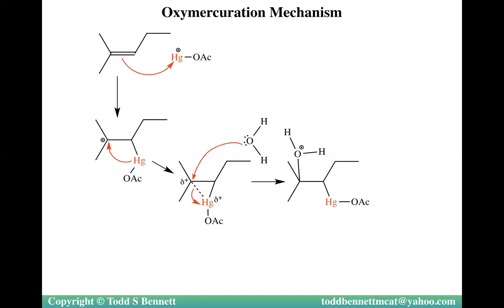So the water goes on here, mercury is here. You can simply deprotonate. So when it gets deprotonated, it turns into the alcohol. So this is the first step. I put an OH on the more substituted carbon. I have a mercury acetate, I guess, or acetyl mercury, on this group.